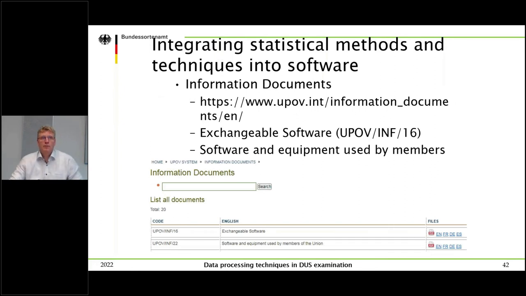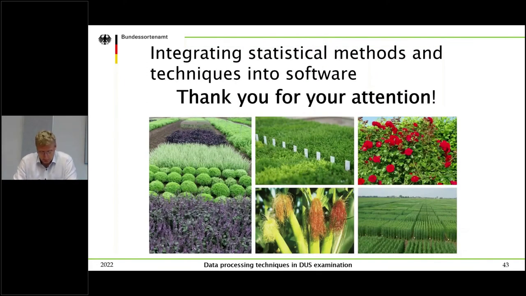Finally, I hope you can see it. Finally, a reference to the document IMF/16. There you will find a list of exchangeable software, including contact information of colleagues which are responsible for the software. And the second document, IMF/22, provides information on software and equipment that is used by UPOV members for the purpose of plant variety protection. Thank you for your attention.